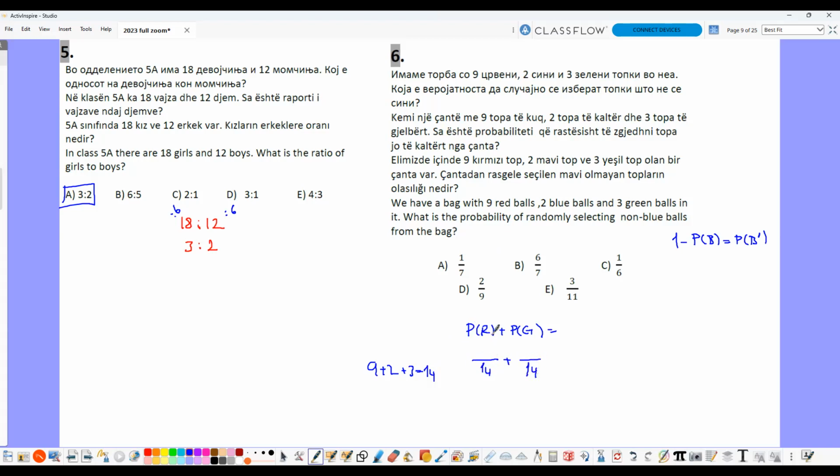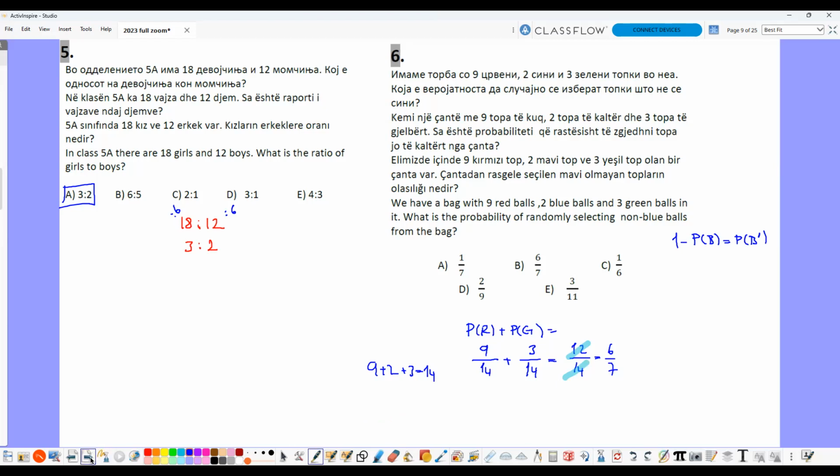And what is the probability of red? When they ask, you have to write the number of red divided by all. So this is 9, and this is 3. It's going to be 12 over 14. And when you simplify, this is going to be equal to 6 over 7, when we simplify both of them by 2.